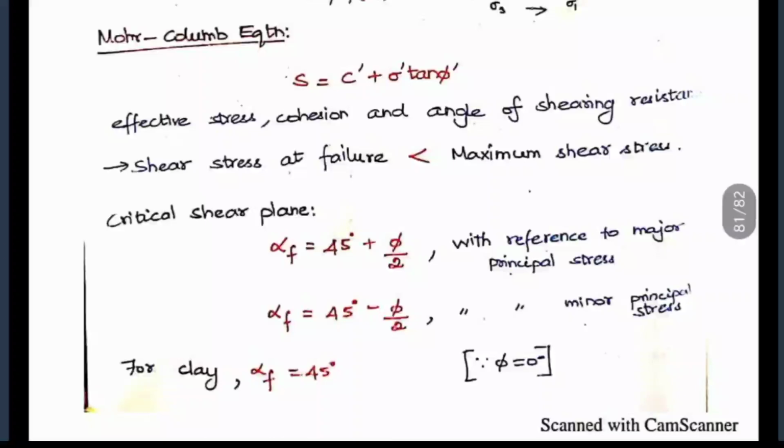So here the critical shear plane is an important factor. That is mentioned as alpha F. We have studied this formula already. If it is with reference to the major principal plane, it is 45 plus phi by 2. In the question this is only asked. If it is with the minor principal plane, it should be minus phi by 2. And if it is a clay, the phi value will become 0, so automatically alpha F will be 45 degrees alone.